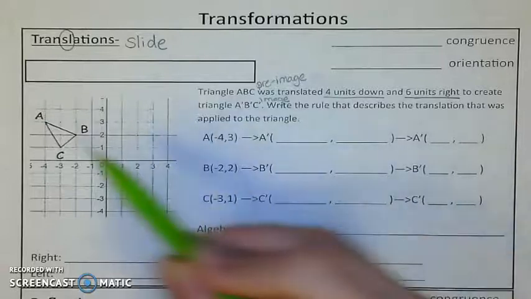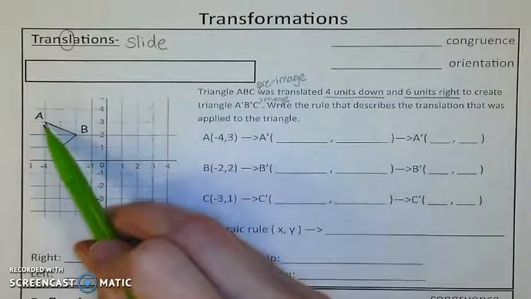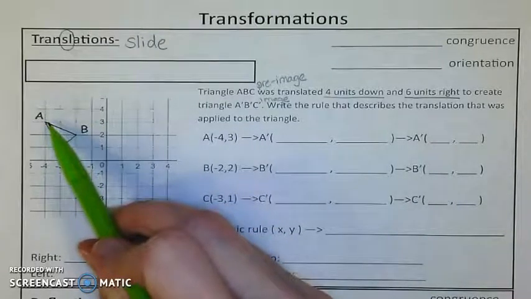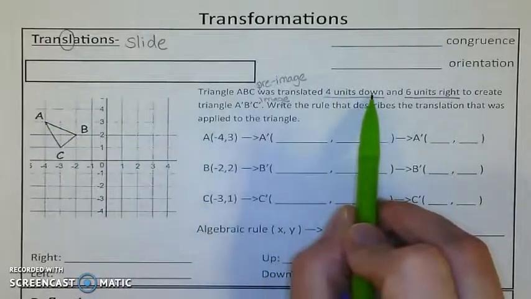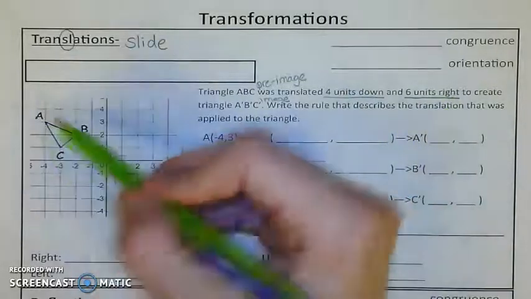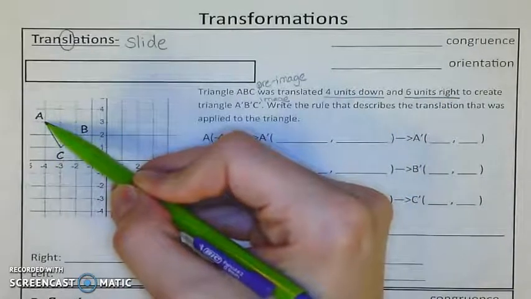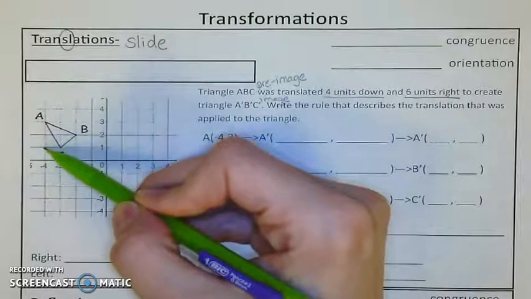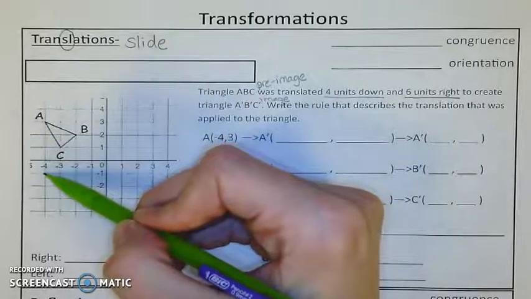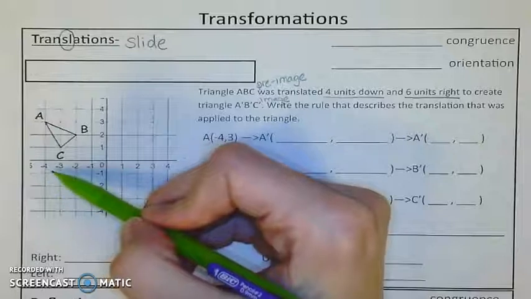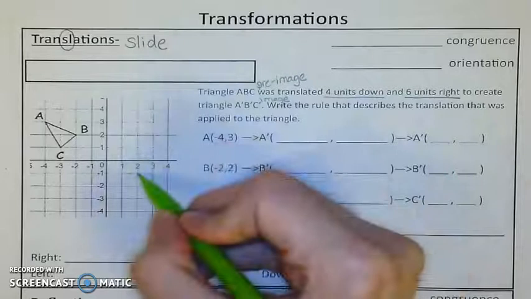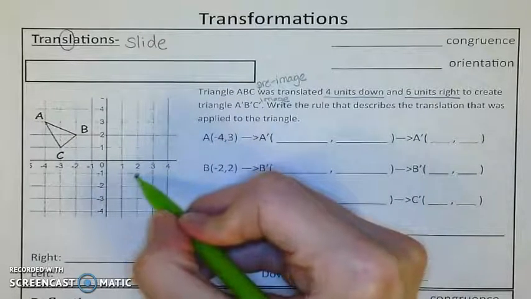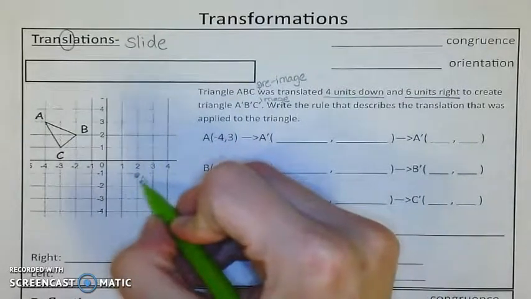So let's go ahead and physically slide this guy. If we start with point A, and I do recommend that you just start with 1 point at a time, let's take point A and move it 4 units down and 6 units to the right. So we're just going to start here and count. Now remember, this is 0, so do not count this as 1. 0, 1, 2, 3, 4, and then we're going to go 6 units to the right. 1, 2, 3, 4, 5, 6. This is where we're going to draw that new point. Again, that's now called A prime.